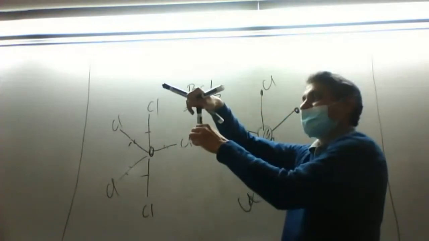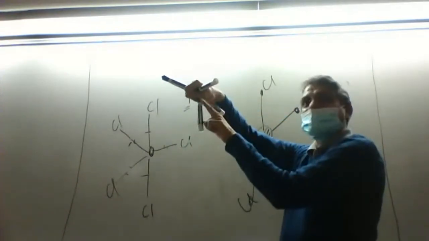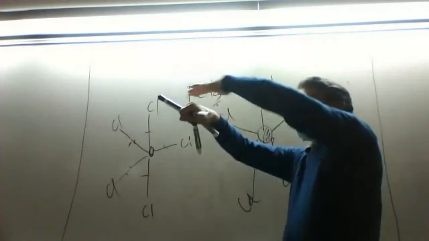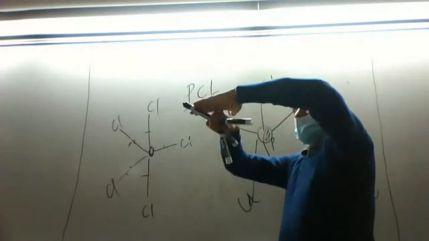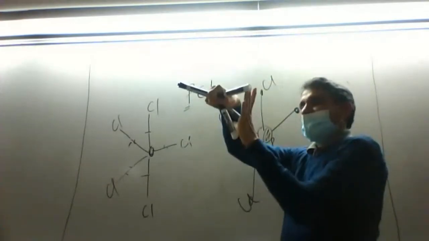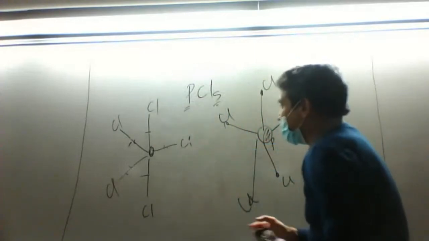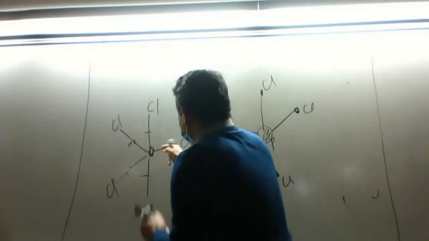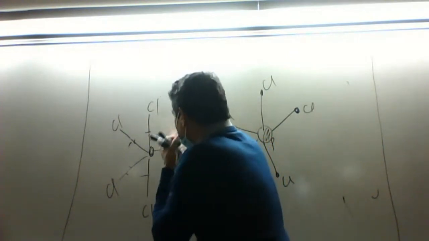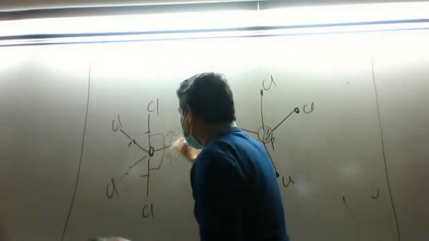So how about if I put it down? Again, the same thing. The angle between this and this one is 90 degrees. So the angle between up and this one is 90, and the angle between this and the one going down is also 90. The angle between this guy and this guy is 90, and between this guy and this guy is also 90.